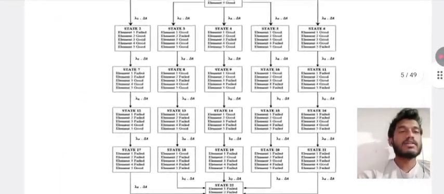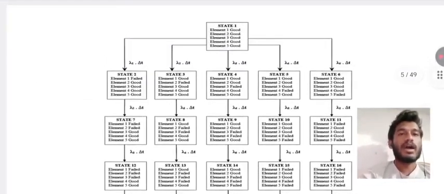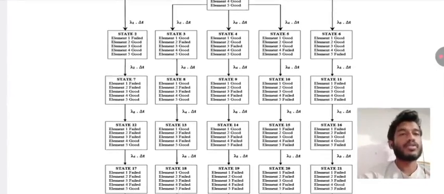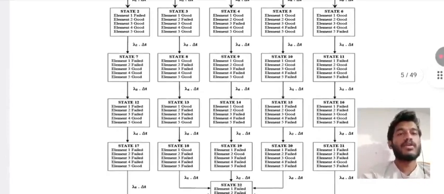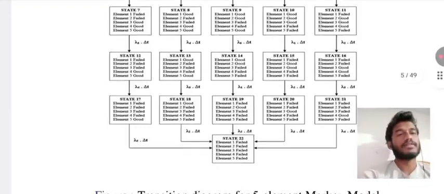Here is the diagram from state 1, where all elements are good. From the first row, one element is failed: here element 1 is failed, here element 2 is failed, state 4 element 3 is failed, state 5 element 4 is failed, state 6 element 5 is failed. The second row has two elements failed, the third row three elements failed, the fourth row four elements failed. Overall combined, they form state 22, where all the elements are failed.